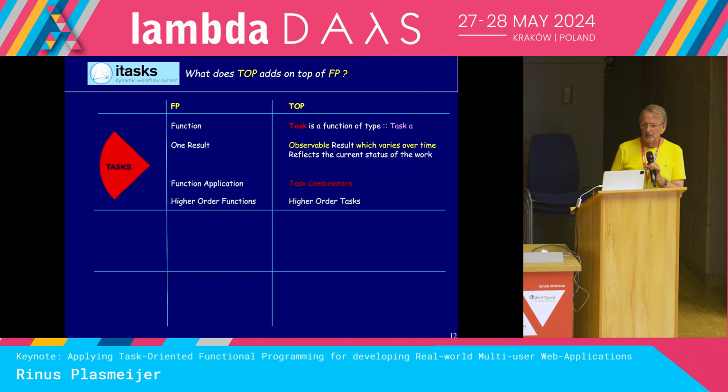If you compare task-oriented programming with functional programming, you can see the following. With functional programming, you have a function, it has one result, you have function applications to combine these things, and you can have higher order functions. In a task, you have something of an abstract type, Task of A, where A can be any type. The special thing about this Task of A is that it's observable. You can look at it as this value of A changing over time. It reflects the state of the work that is taking place, and it changes over time such that other people can see how your work is proceeding. And of course, you want to combine tasks to make new tasks, so you have task combinators, higher order tasks, and so on.